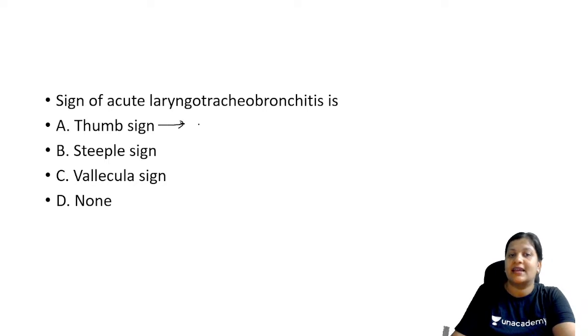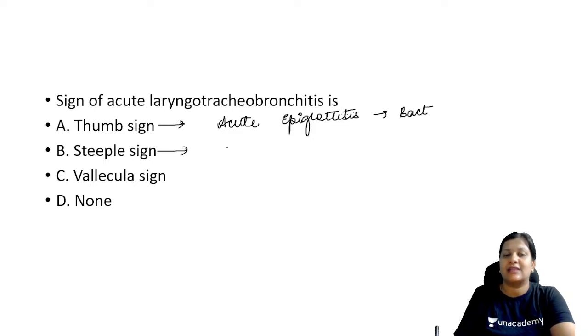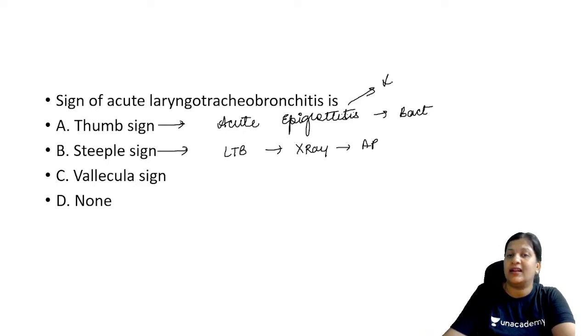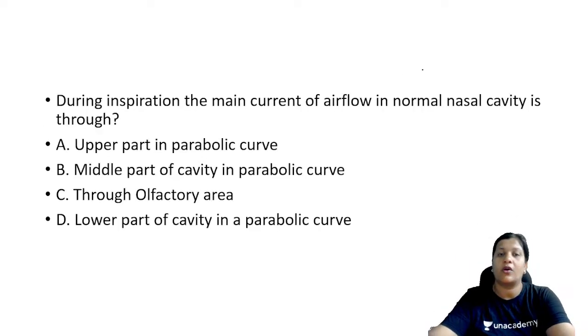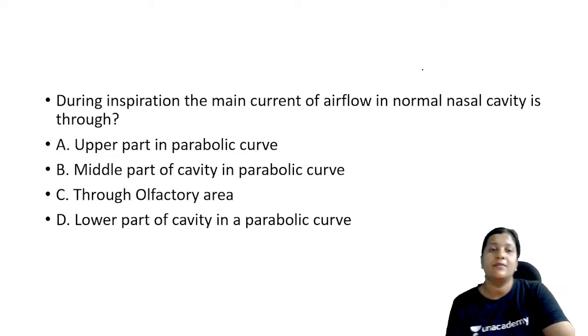Thumb sign is a sign that you see in acute epiglottitis, and acute epiglottitis is a bacterial infection. Steeple sign is a sign that you see in laryngotracheobronchitis, and here you see this on an X-ray on an AP view, an anteroposterior view, whereas the thumb sign you see in a lateral view X-ray. So the sign that you see in acute laryngotracheobronchitis is your steeple sign.